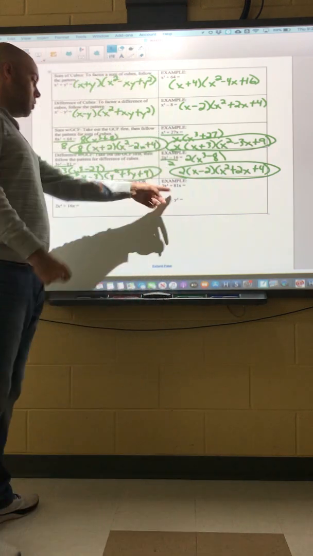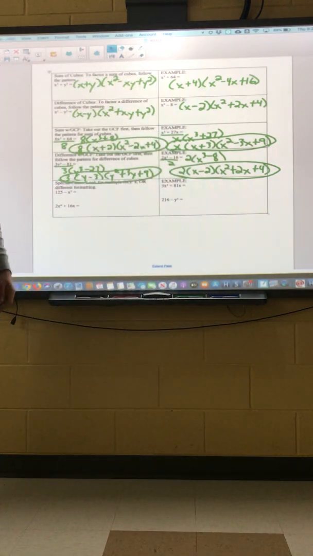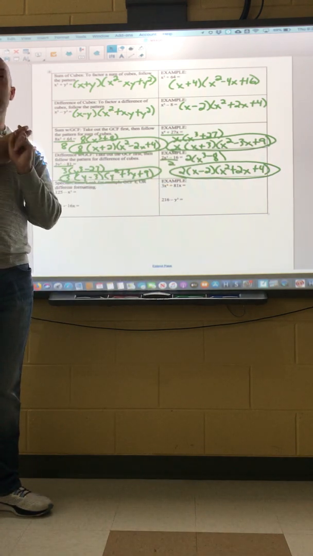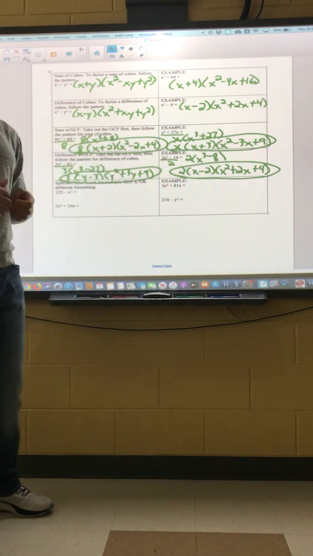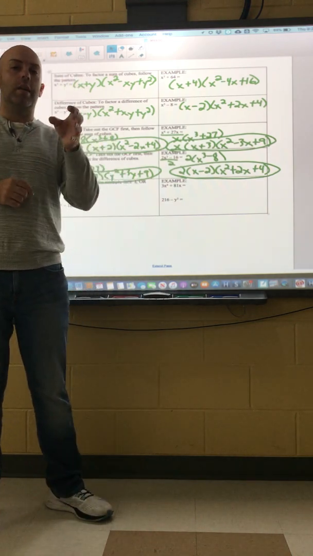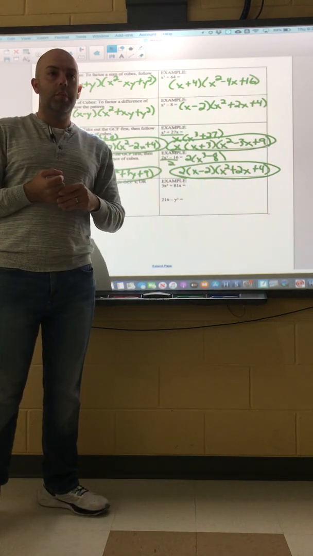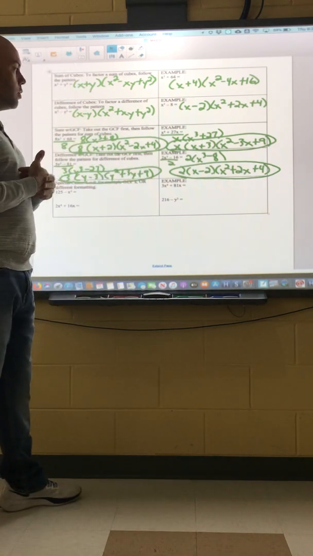Okay? And then as you see down here, it's just similar things, just maybe the numbers are switched in terms of the order. Or here we have a GCF that has a number and a variable, but it's still following that pattern, okay? So with a sum of cubes you're adding, you follow the pattern here that we discussed. Difference of cubes, okay, means it's subtracting, you follow the pattern here that we discussed.